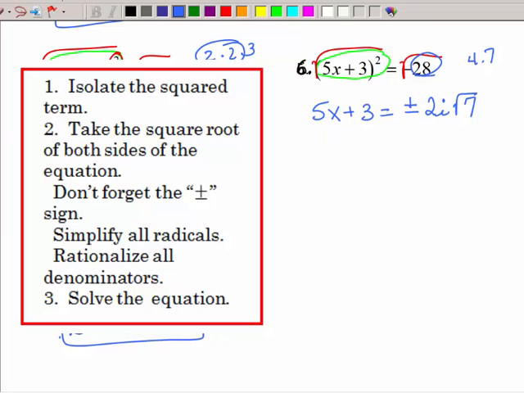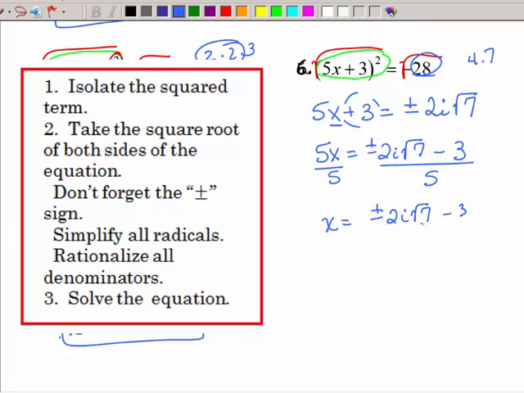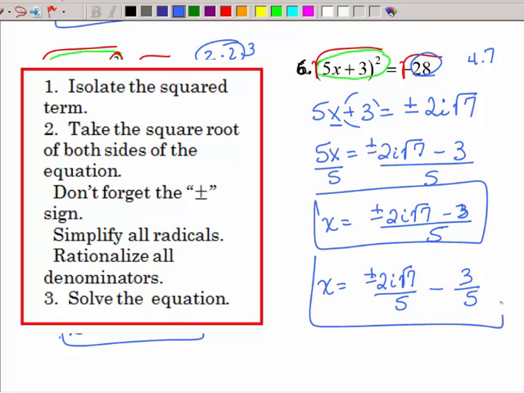All right, so just like on number 5, I need to get x by itself. So I'm going to keep this expression and I'm going to subtract 3, move it to the other side, and then I'm going to divide by 5. So I have x equals plus or minus 2i square root of 7 minus 3 over 5. And again, you could have done it as individual fractions. You're going to end up the same way. It would have looked like this, plus or minus 2i square root of 7 over 5 minus 3 over 5. Couldn't reduce here, so either answer is perfectly acceptable. So again, this is a nice method, especially when you have some binomials squared.